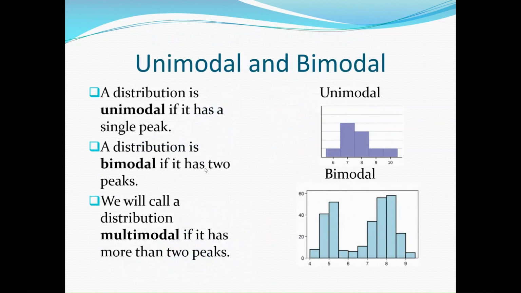Now, when it comes to talking about symmetry versus skewness, we're talking about the shape in some way. But another way we can talk about the shape is how many peaks the distribution has. So if it has one peak, it's unimodal. If it has 2 peaks, it's bimodal. And if it has more than that, we'll usually just call it multimodal. But a lot of what we're going to be working with this quarter will be data sets that are symmetric and unimodal. And we don't know why yet, but we'll find out later on this quarter.